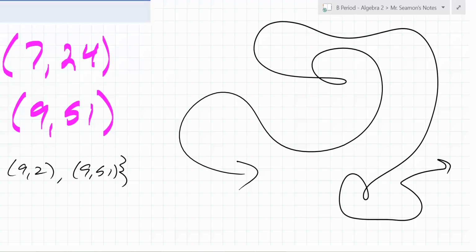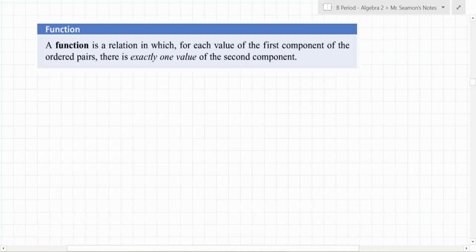Here's the thing, though. Are we looking at things that look like that crazy squiggly line? No, because that right there is a relation, but it is not a function. What is a function? A function is a relation, and what's interesting about math books sometimes is they start with the most confusing way of saying something. It's important that you know what these words mean, though. A function is a relation for which for each value of the first component of the ordered pairs, there is exactly one value of the second.